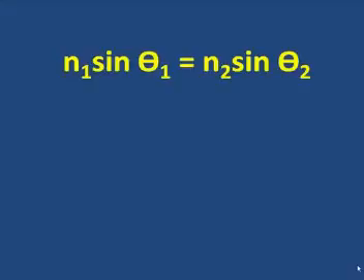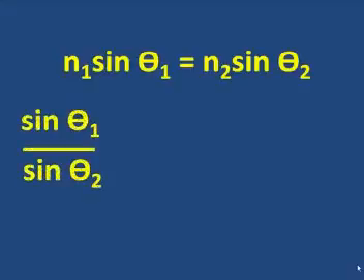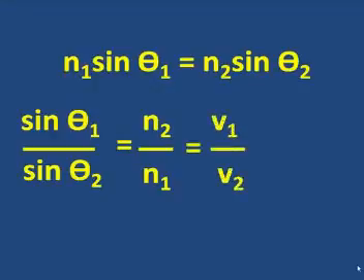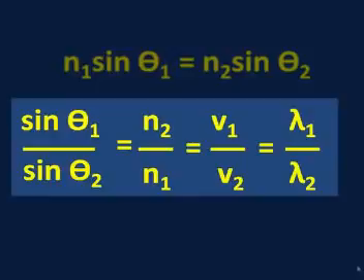And we can write it like this. Sine theta 1 over sine theta 2 would equal, it's easy to see, N2 over N1. Now look at this. It equals V1 over V2, which equals lambda 1, the wavelength, over lambda 2. Memorize that, know it well. It's sort of your one-stop, everything you need to know, full meal deal for refraction and refractive index.